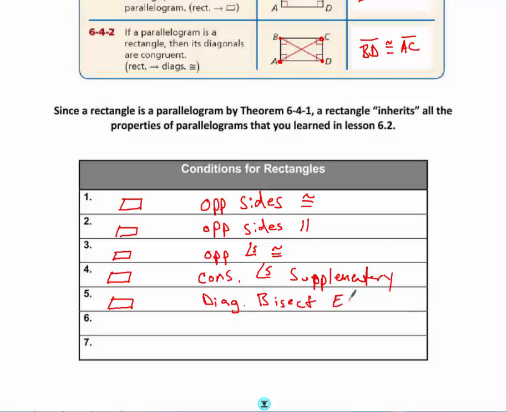bisect each other. Okay, that's very important that you know that they bisect each other. So write that down. Now our two new properties that are specific only to rectangles are that the diagonals are congruent. And our last one is way up at the top, the definition that said it has four right angles. So a rectangle has four right angles. So these are the things you need to know about rectangles. Everything about a parallelogram, plus the diagonals are congruent, and it has four right angles.